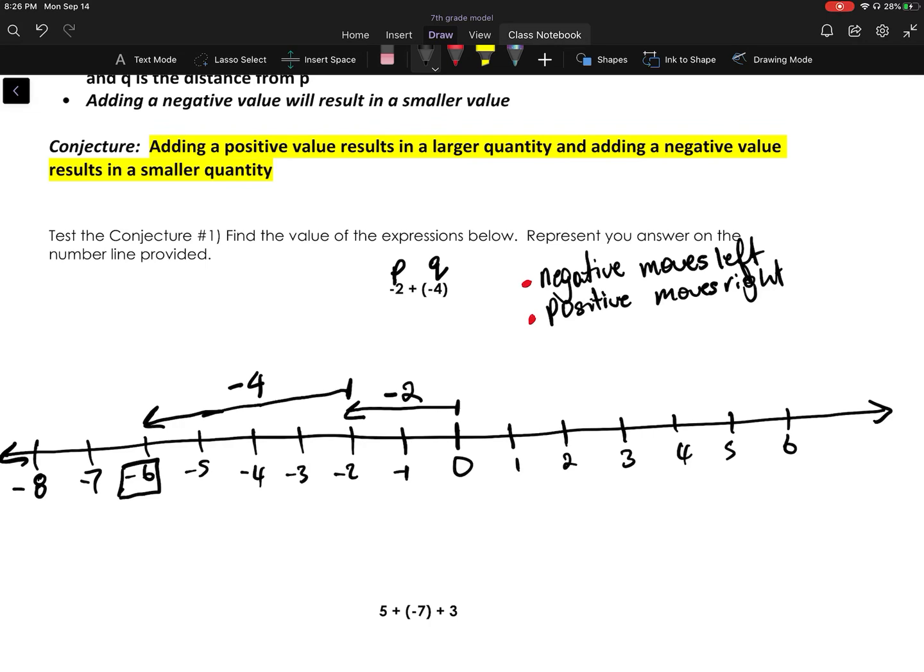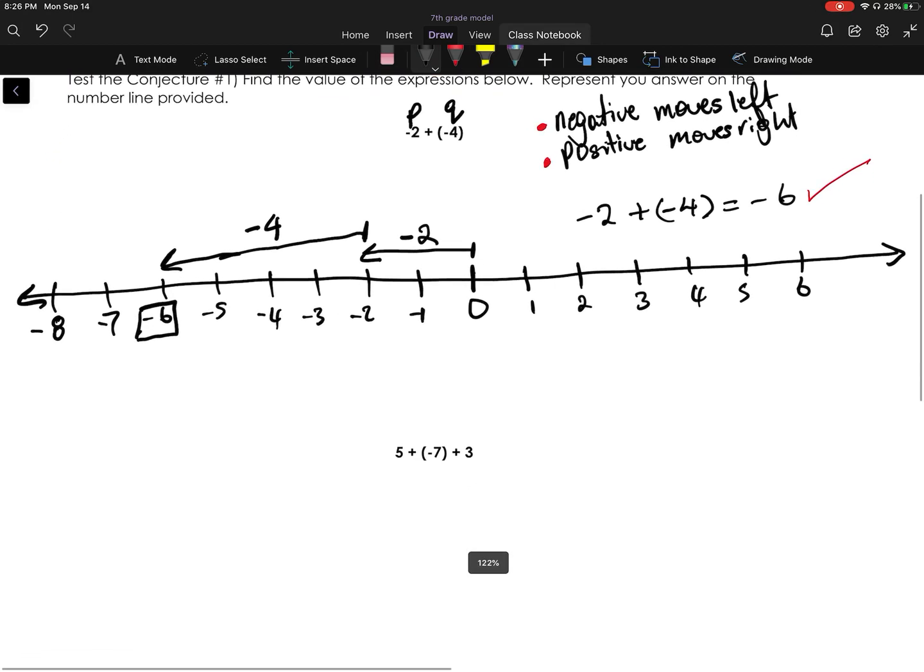So I'm just going to write it in a number sentence. We have -2 plus -4 equals -6. And this one proved our conjecture. So I'm going to put a check right there. Okay? Let's move on to the next problem.